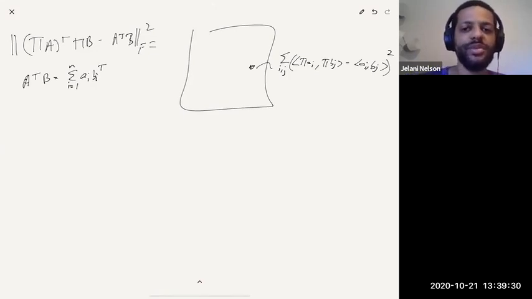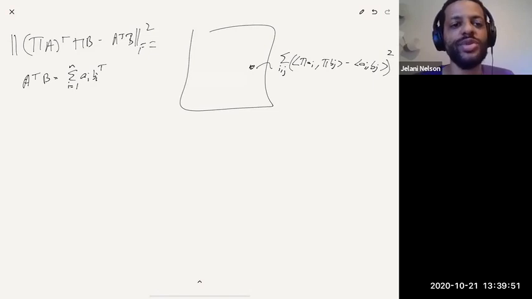So another thing you can do, which gives you similar results as we're going to see now, is to use a JL kind of approach, where you approximate A by pi A. Think of pi as a kind of JL matrix. You approximate B by pi B, and then you approximate A transpose B by pi A transpose pi B. And you can show that as long as your JL distribution is good and you have enough rows, the Frobenius norm of the difference will be small with high probability. I'm going to show you that now.